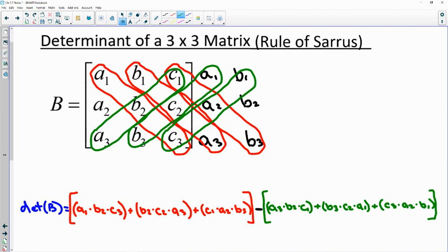Right, again, this is the rule of Sarrus. Okay, the A1, B2, C3 plus, all that doesn't really matter, guys. It only matters that you're doing the diagonals. You're multiplying the three numbers in the diagonal together, plus the three numbers in the other diagonal together, plus the three numbers in the next diagonal together, okay?